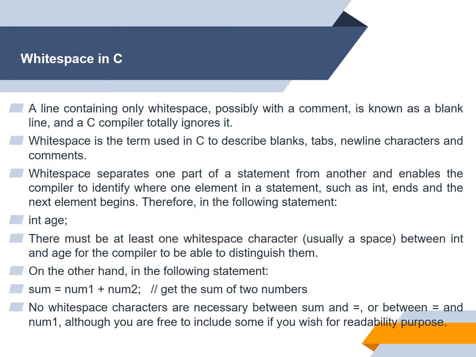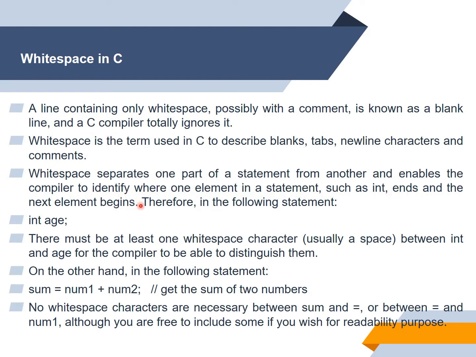Then comes white spaces. A line containing only white spaces, possibly with a comment, is known as a blank line, so the C compiler ignores it. White space is the term used in C to describe blanks, tabs, new line characters as well as comments. White space separates one part of a statement from another and enables us to read the statement properly, and tells the compiler where one element in a statement, such as int, ends and the next begins.